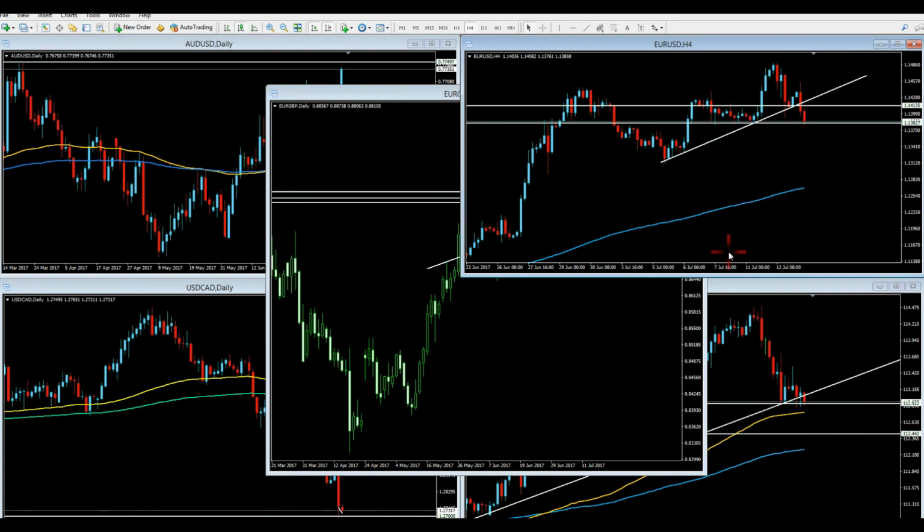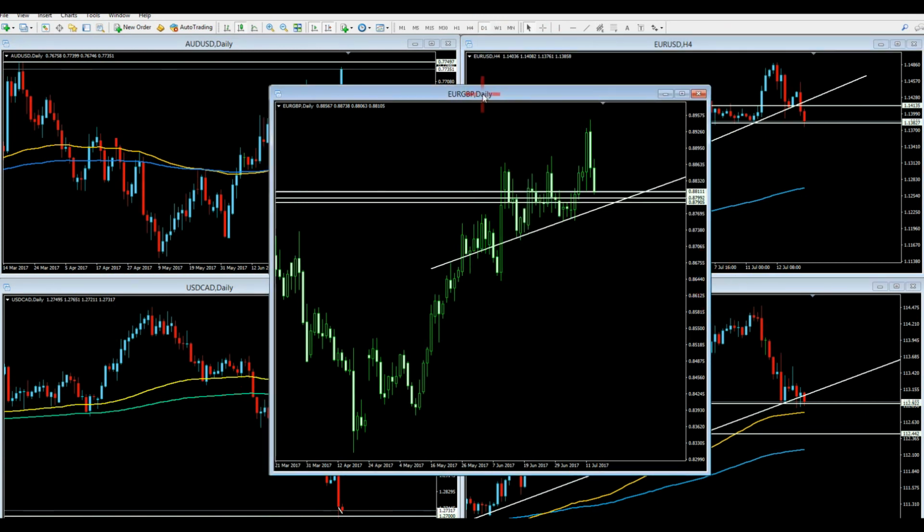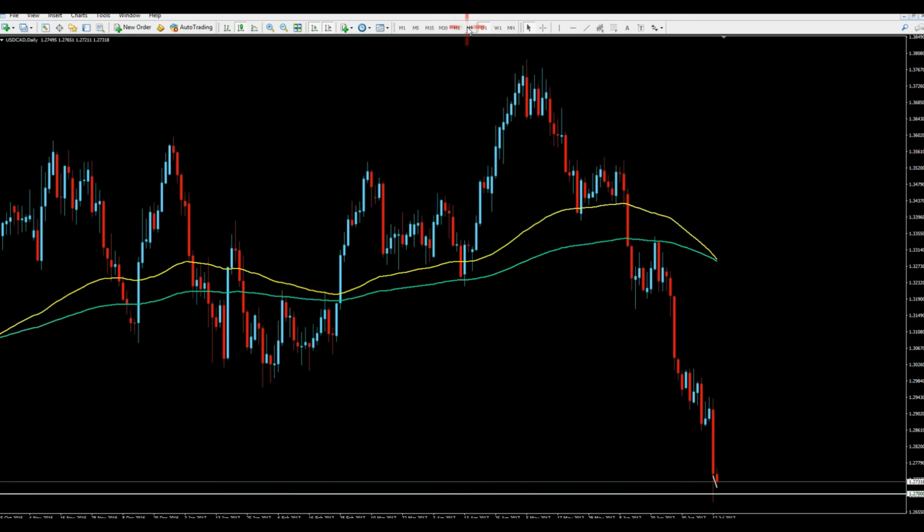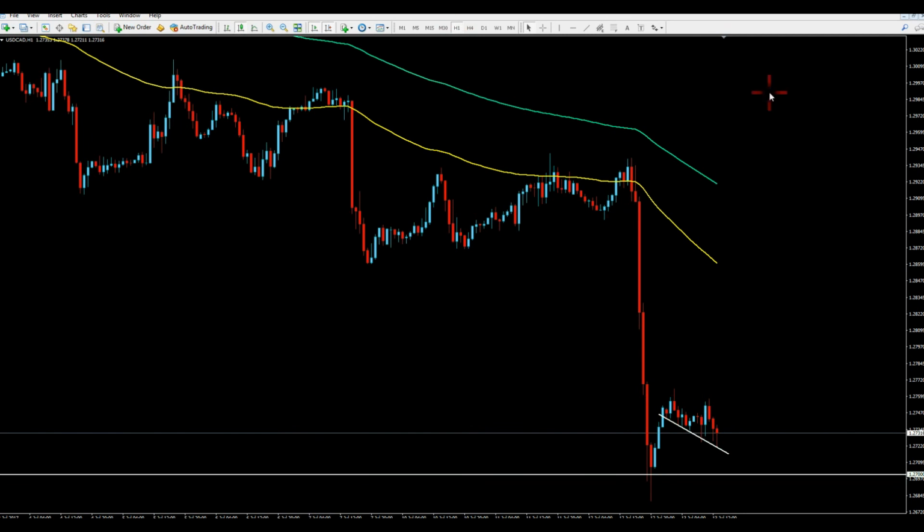So Euro USD also covered, USD JPY covered, Euro GBP is covered, Aussie was covered, and USD CAD also covered.